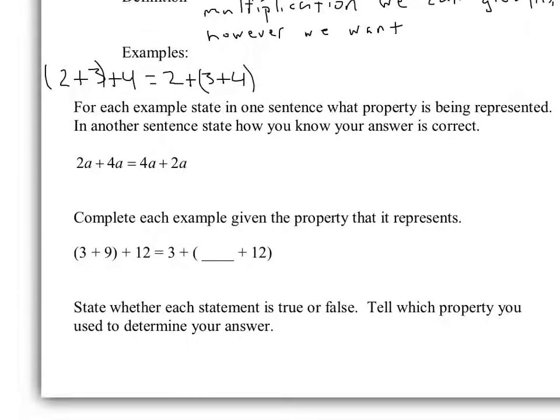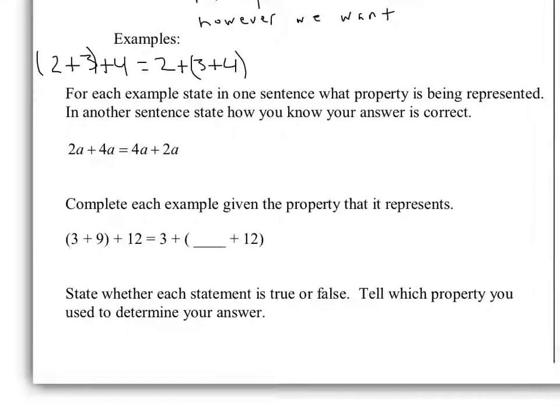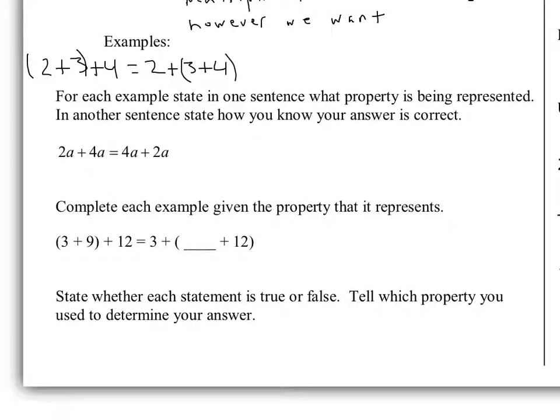However, I do want to make sure that we can identify the properties and identify when properties are used incorrectly and be able to complete our work if we've done these properties, because this is the many different ways that you can show a deep understanding of these properties. So looking at the first one, it says, for each example, in one sentence, state, or tell me what property is being represented, and in another sentence, state how you know your answer is correct.